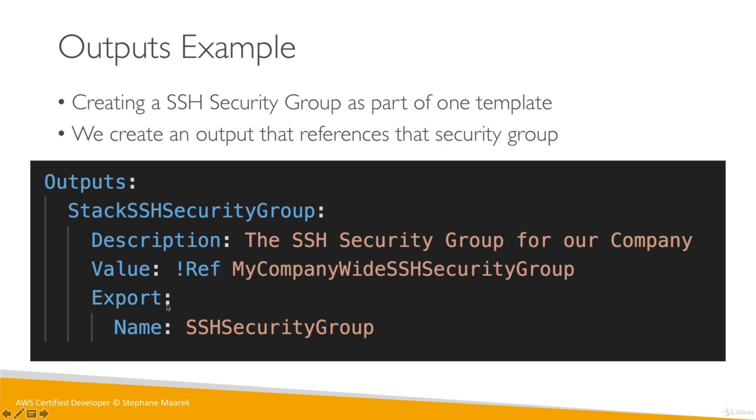If you don't specify it, then the value does not get exported and it will not be able to be imported. So when we specify the export value, we can say, okay, this SSH security group ID is going to be exported as the name SSH security group.